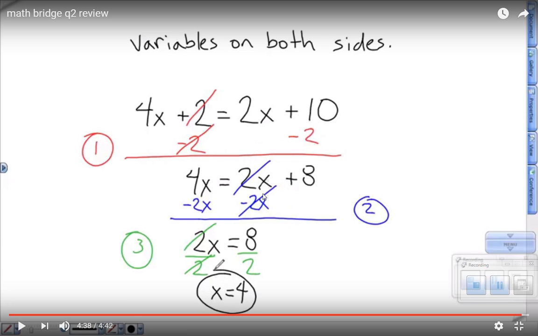And of course, if I check that, put 4 right here and 4 right here. 4 times 4 is 16. 16 plus 2 is 18. Plug in 4 right here. 2 times 4 is 8. 8 plus 10 is 18. So you would get a true statement if you plug that in.